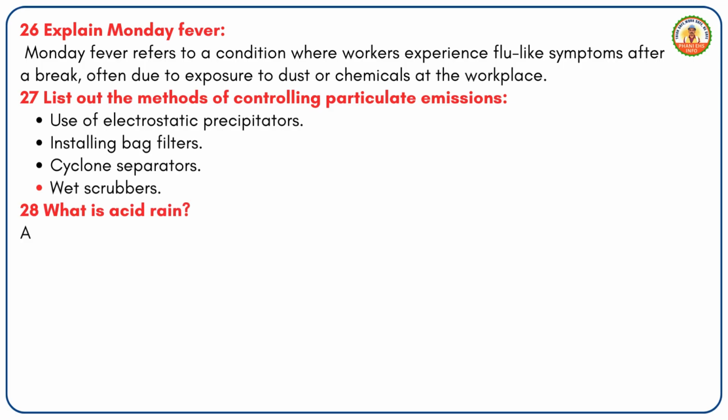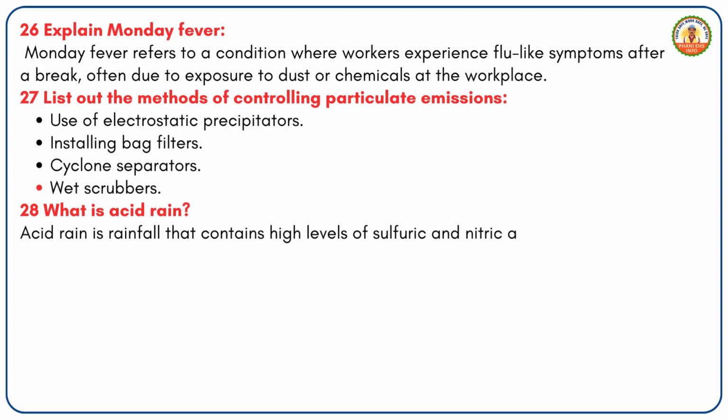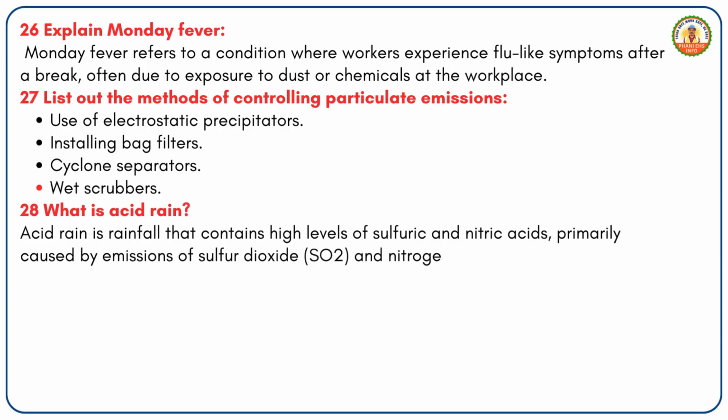28. What is acid rain? Acid rain is rainfall that contains high levels of sulfuric and nitric acids, primarily caused by emissions of sulfur dioxide, SO2, and nitrogen oxides, NOx, from industrial processes.